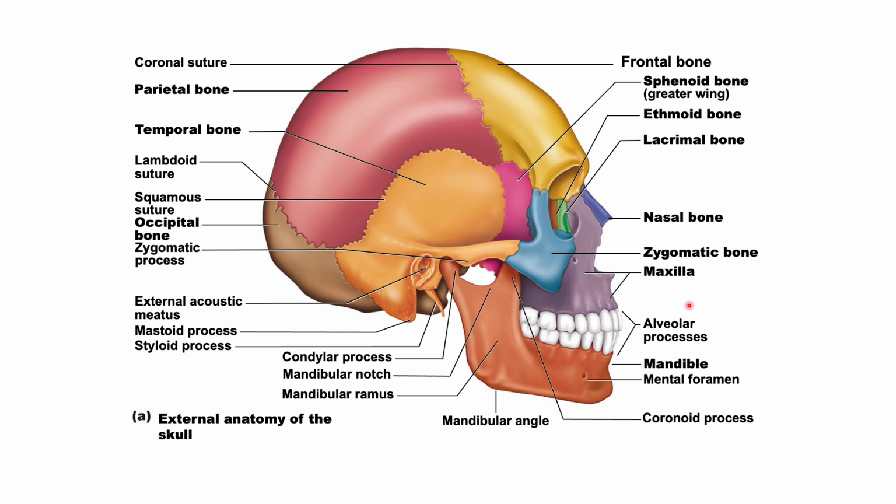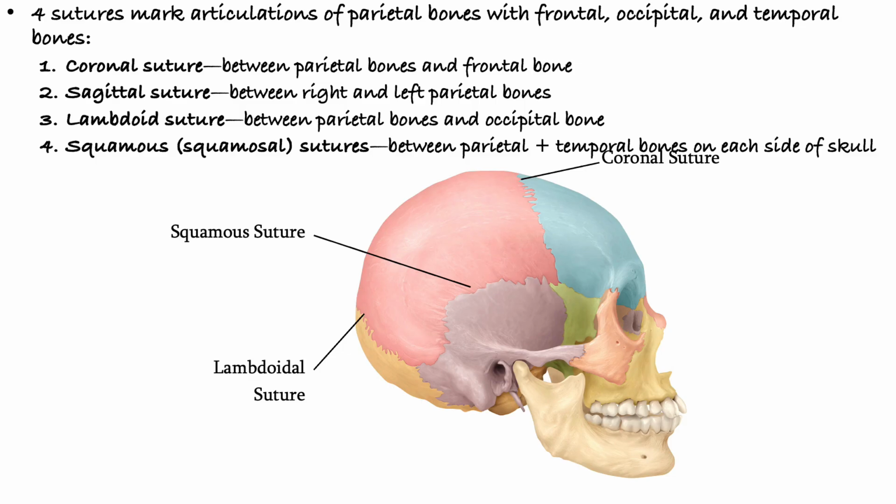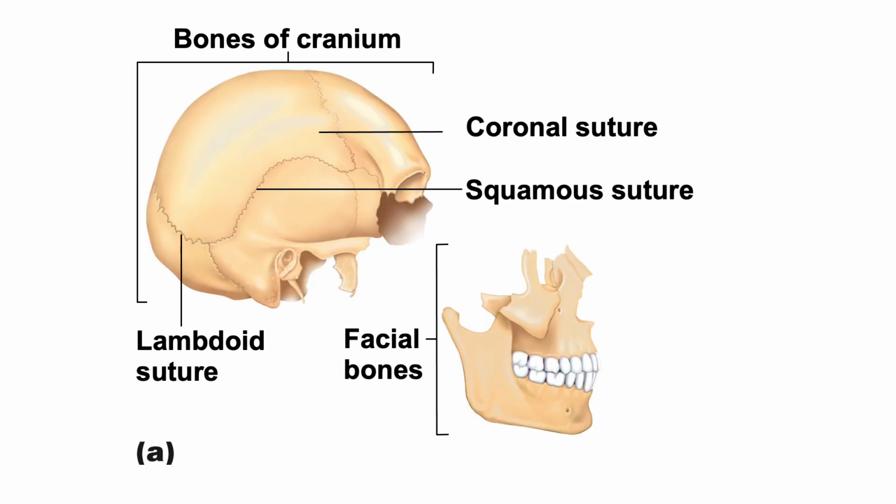And then not to forget the alveolar processes. This is the portion where our teeth insert into our bone. So let's move on to the next diagram. So again, this is just the notes for the sutures to help you out. Sutures are important, but more importantly, you have to know the bones that they articulate with. So again, this is just to show you the separation between bones of the cranium and the facial bones.